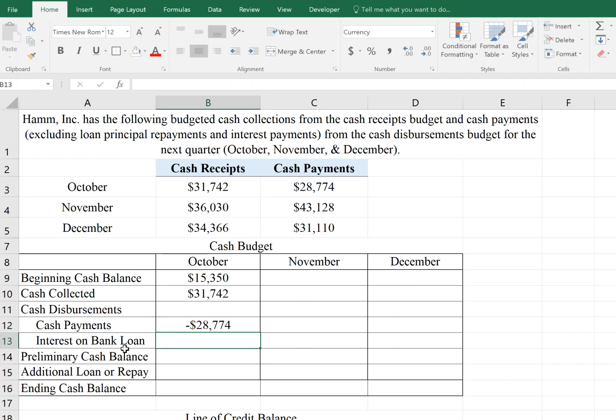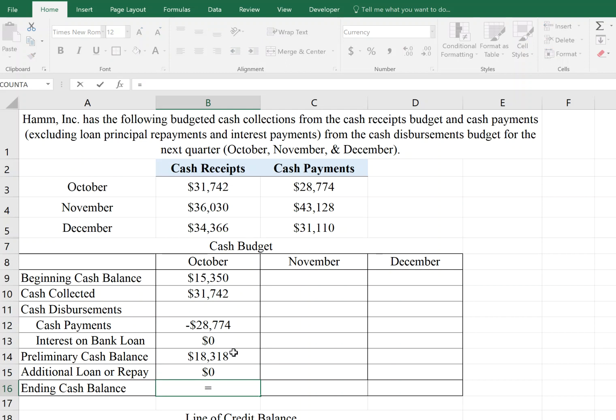The interest on a loan, since there is no outstanding balance currently, is going to be zero. So the preliminary cash balance, if we take the beginning balance, add the cash collected, and then subtract, which it's already a negative, so I'm going to add the cash payments, that will give me a preliminary cash balance of $18,318. Now remember, they wanted $15,000 on hand in the bank as a minimum. So we're not going to need to borrow any money because we already exceed the $15,000 requirement.